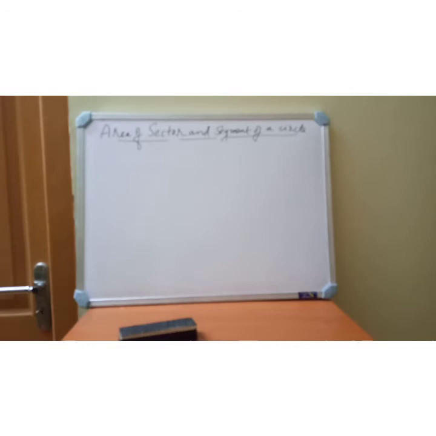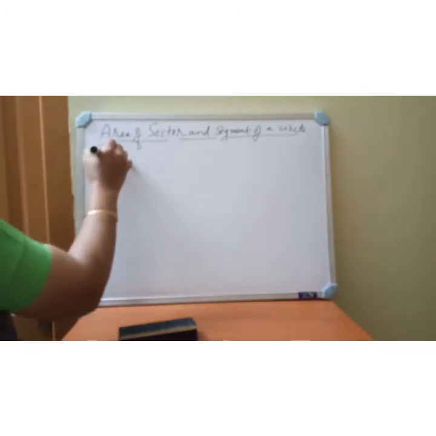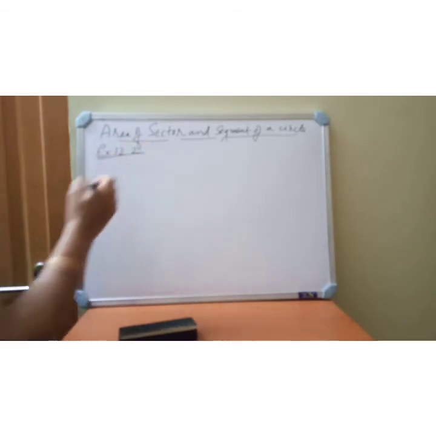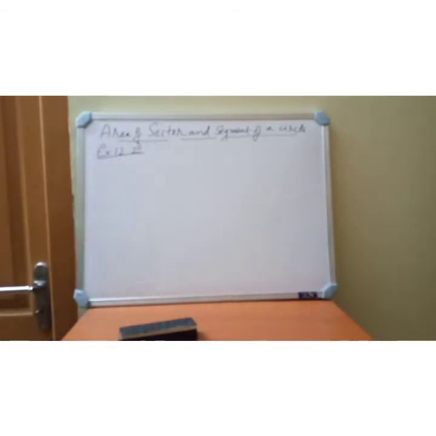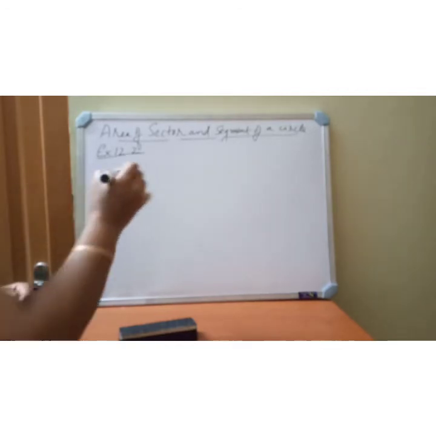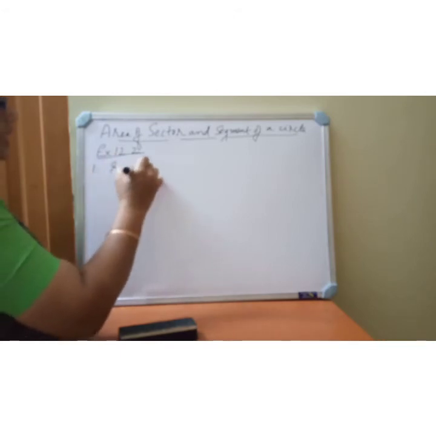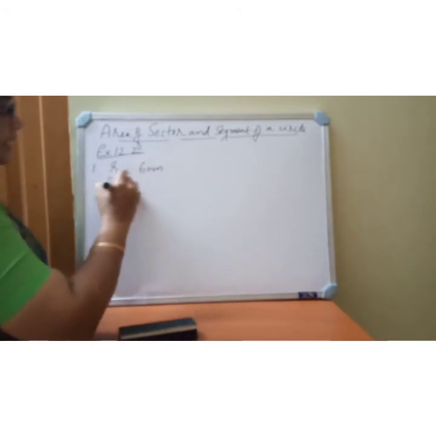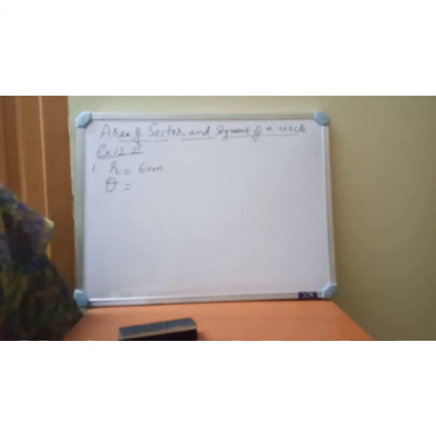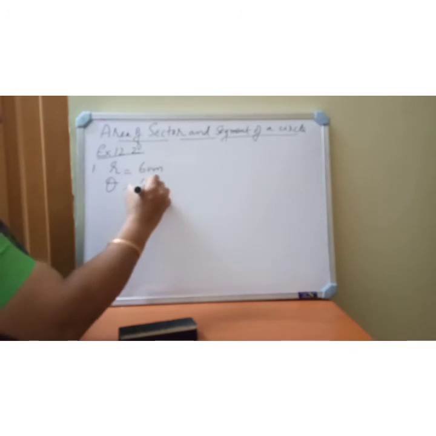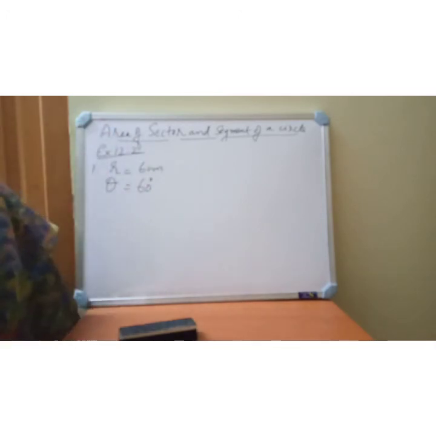Now let us see the exercise sums. Exercise 12.2. See the first question. Find the area of a sector of a circle with a radius 6 cm if angle of the sector is 60 degree. So they are given the radius R is 6 cm and the angle of the sector, known as the central angle theta, is given as 60 degree. Okay. So they ask you to find out the area of sector.